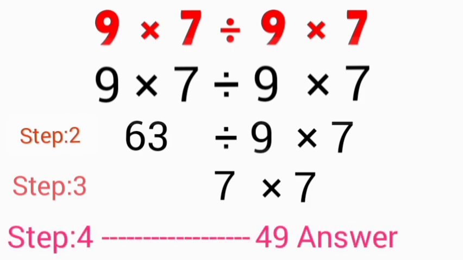Final answer, 49. Conclusion. So by following the correct order of operations, 9 times 7 divided by 9 times 7 is equal to 49. This is a great example showing why solving left to right in multiplication and division is important.